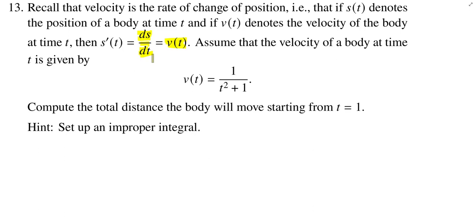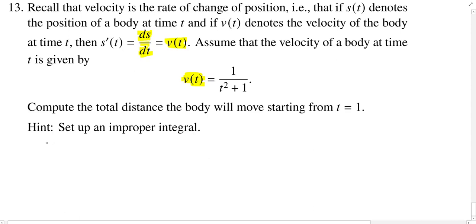So we're given, actually, the velocity function. The velocity of whatever body is given by 1 over t squared plus 1. And we want to compute the total distance the body moves starting from 1. We're given a hint to set up an improper integral, because when the velocity is given by v, the position moved will be given by the area under the curve corresponding to v. And we can get the area under the curve by integrating v.